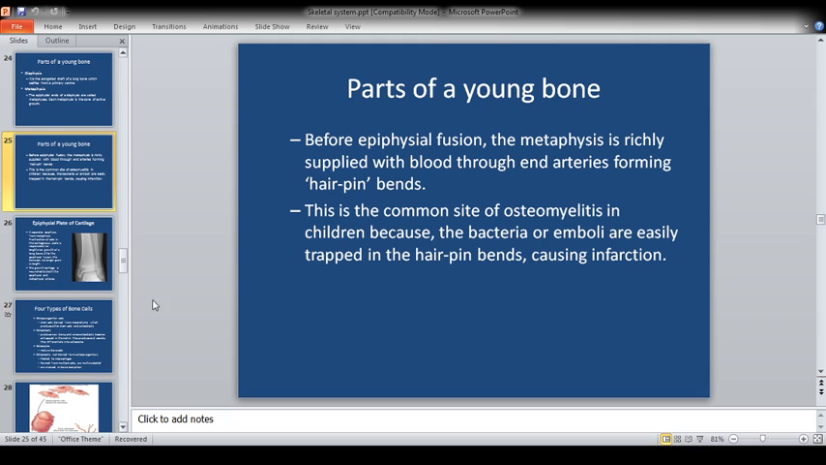Before epiphyseal fusion, the metaphysis is richly supplied with blood through the arteries, forming hairpin bends. This is a common site of osteomyelitis in children because the bacteria and emboli are easily trapped in the hairpin bends, causing infarctions. So the capillaries in these parts are very minute and they turn just like a hairpin turn, 180-degree turn. The bacteria and the emboli, actually thrombi, which are traveling through the blood, clots of blood, can deposit there and they can cause problems with the blood supply and infection of the joint or the bone, that is known as osteomyelitis.